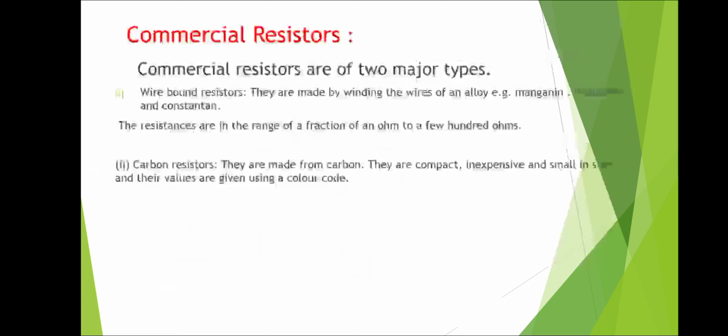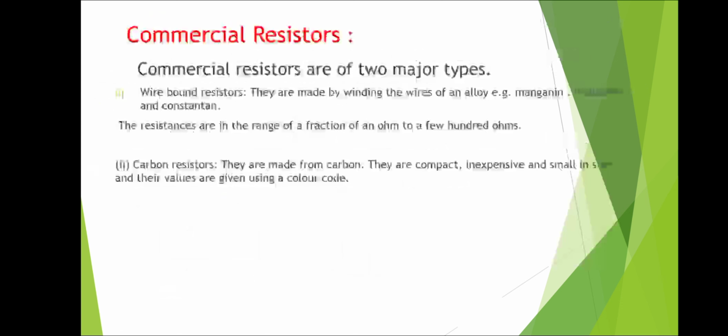Next one, as we all know, there are various commercial resistors which are used commercially on a large scale. Commercial resistors are of two major types. Wire bound resistors, which are made by winding a wire of an alloy, that is manganese, nichrome, and constantan.